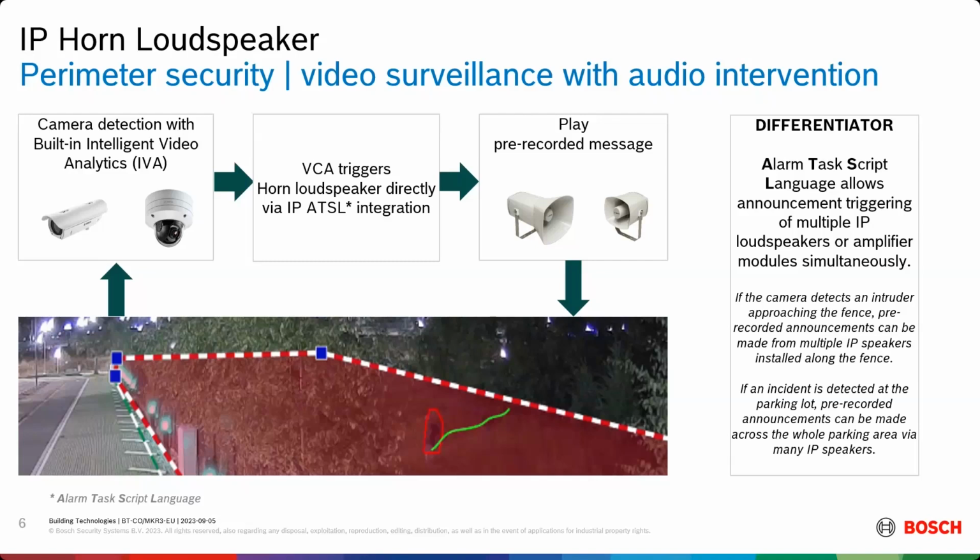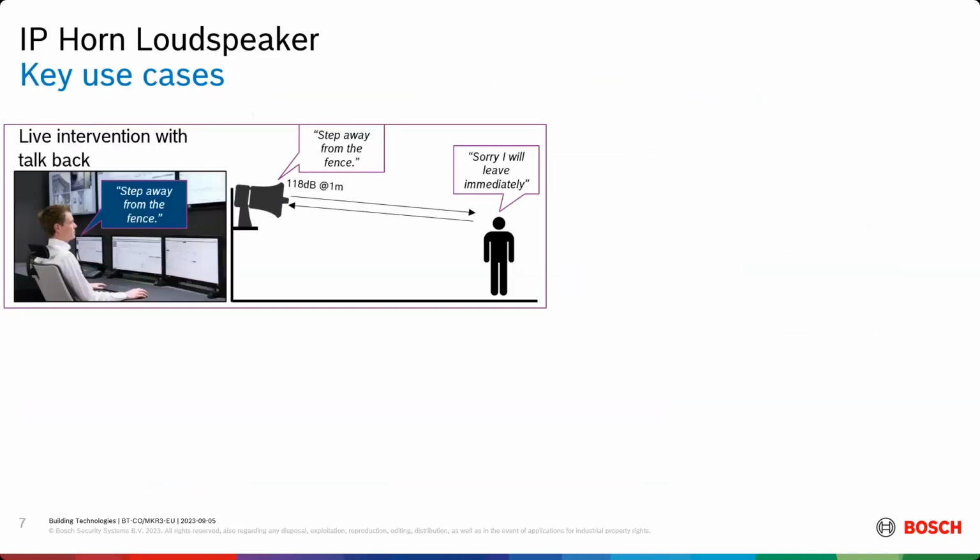The camera actually has some intelligence inside and is recognizing this person approaching the fence. And there is some scripting running on the Bosch camera. It's called ATSL, Alarm Task Script Language, which allows you to make a virtual trigger towards our IP Horn Loudspeaker, which will automatically play a pre-recorded message to scare off the person who is trying to approach the area. So this is offering a really smooth integration between the Bosch camera and the Bosch loudspeaker, providing you one end-to-end solution for such a security application.